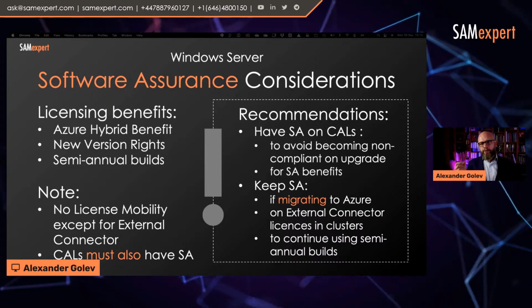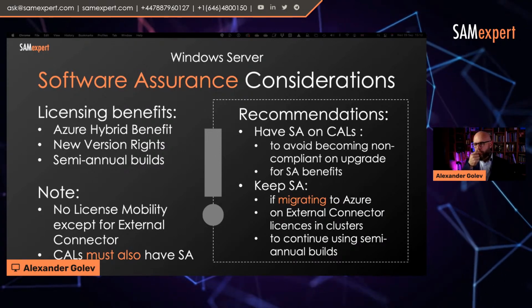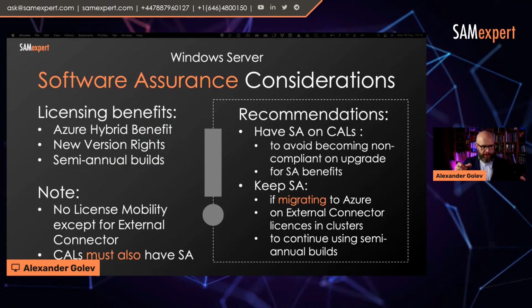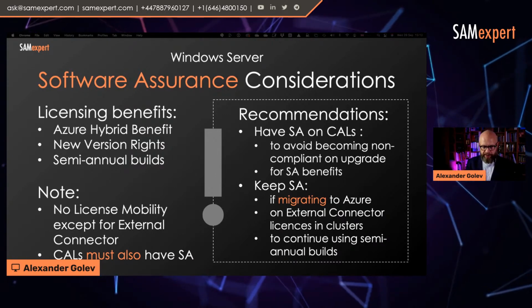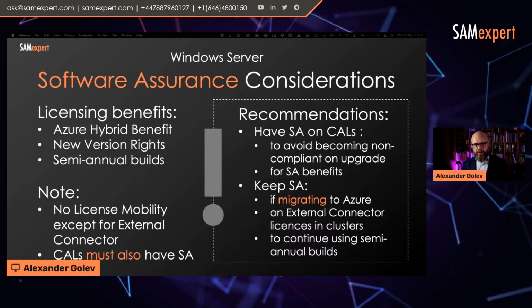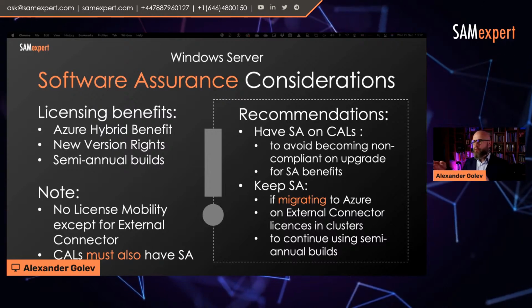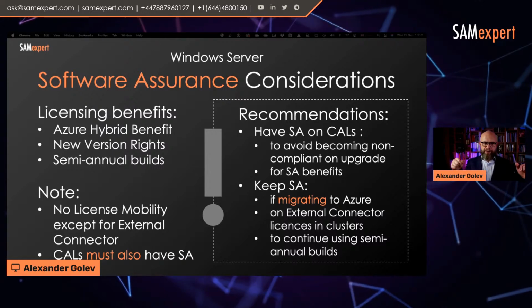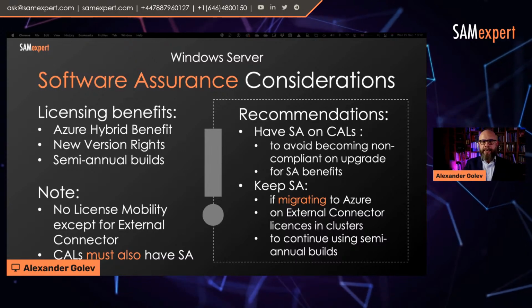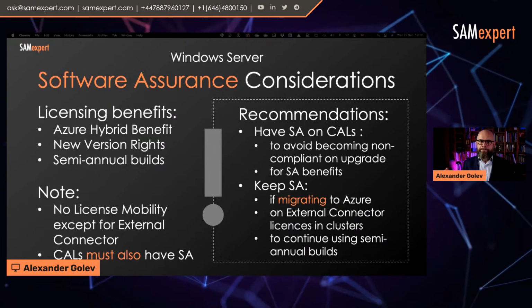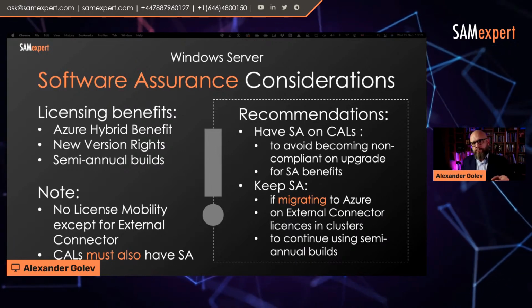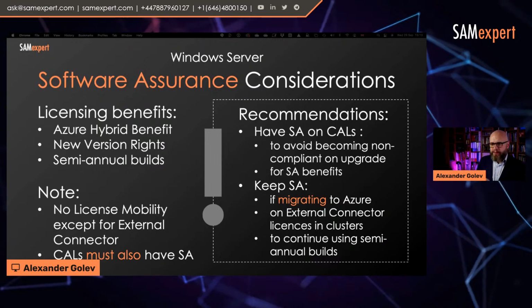For CALs, for you to benefit from software assurance, the client access license must also have software assurance. If in some configuration you're required to have both Windows Server licenses and Windows Server CALs, unless exceptional circumstances like moving them to Azure, you must have active software assurance on both the server license and the CALs. Otherwise, if you just maintain software assurance on the server, you don't have these benefits. That's an important note. Many people forget about it.